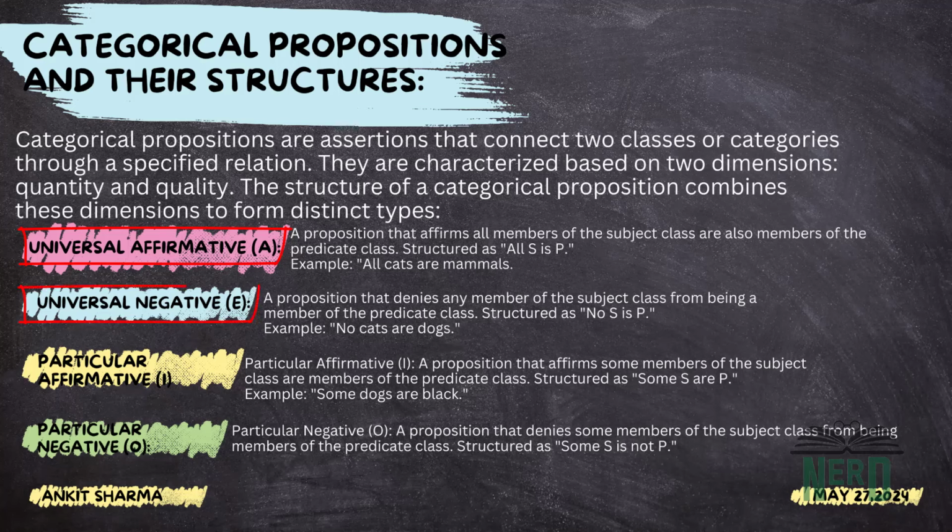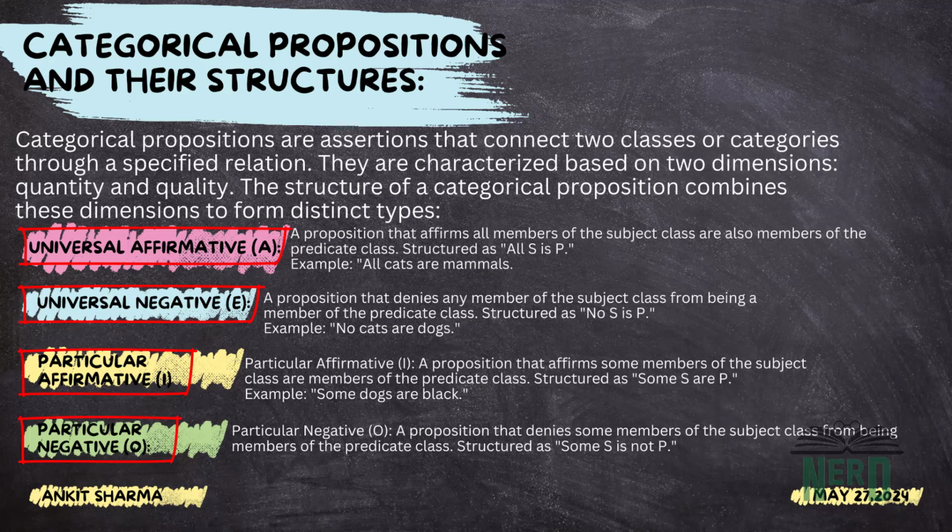Then we have universal negative, which is represented as E, a proposition that denies any member of the subject class from being a member of the predicate class, structured as no S is P. For example, no cats are dogs. Then we have particular affirmative, which is represented as I, a proposition that affirms some members of the subject class are members of the predicate class, structured as some S are P. For example, some dogs are black. At the end, we have particular negative, which is represented as O, a proposition that denies some members of the subject class from being members of the predicate class, structured as some S is not P. For example, some dogs are not black.